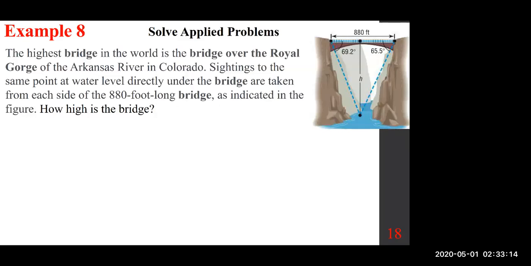Could somebody read this question for us, please? The highest bridge in the world is the bridge over the Royal Gorge of the Arkansas River in Colorado. Sightings to the same point at water level directly under the bridge are taken from each side of the 880-foot long bridge as indicated in the figure. How high is the bridge? Thank you so much, Mercedes. I think now you have enough practice. You can do this on your own. I'm going to pause the recording, give everybody a couple of minutes, and we're going to take it from there.